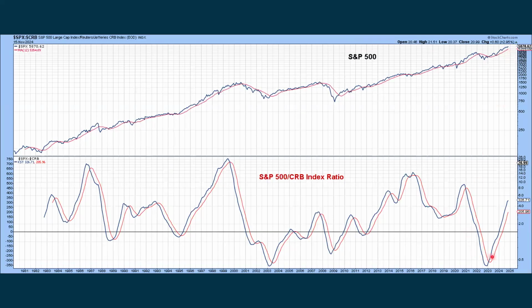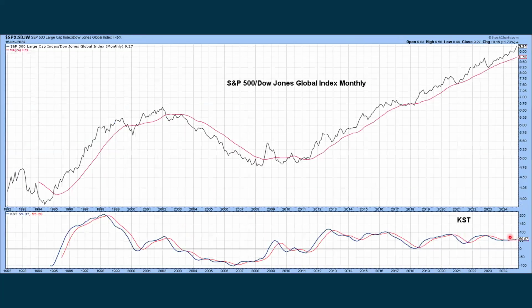And then we look at another ratio between the S&P and commodities, showing how stocks are outperforming. And then another look at the S&P to a global index, showing how U.S. stocks are outperforming. Still pretty much flat now with the KST momentum oscillator.